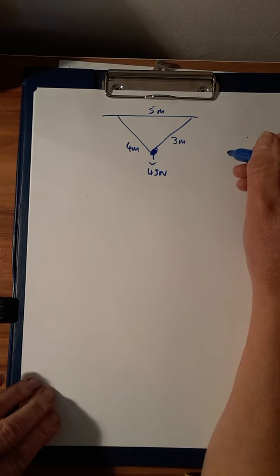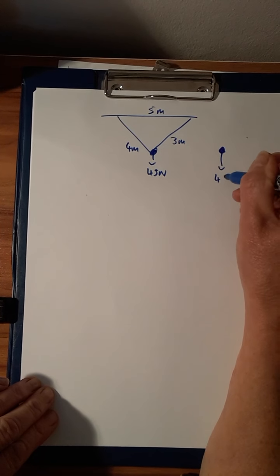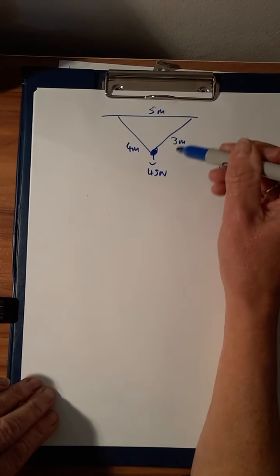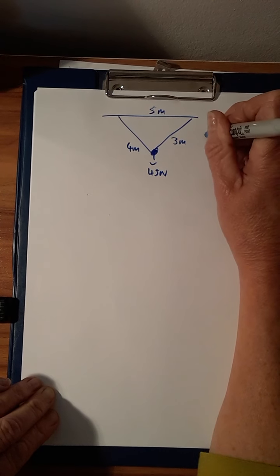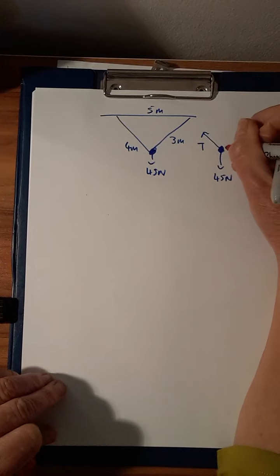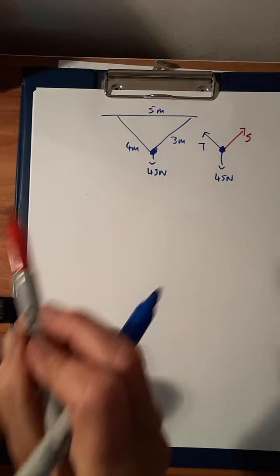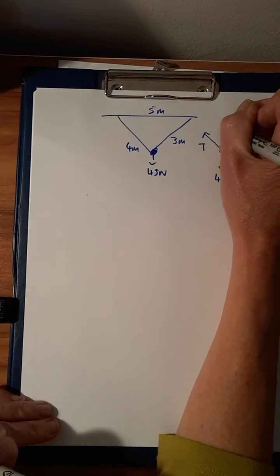Okay, so here's your particle. You've got a 45 newton force acting downwards, and then you've got these two pieces of string. So I'm going to call one of them T, that one, and I'll put the other one in red here, and I'll call this one S. So they're my two pieces of string. Now, that's the first part of the question.